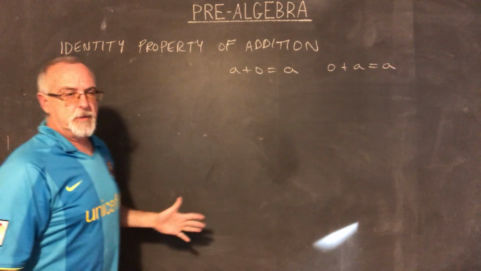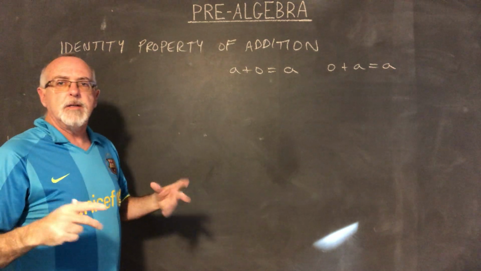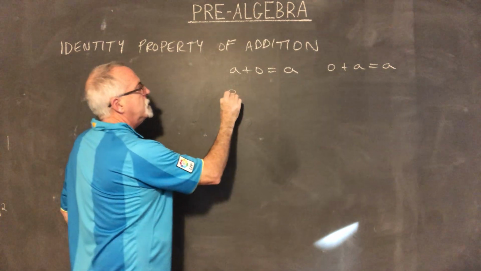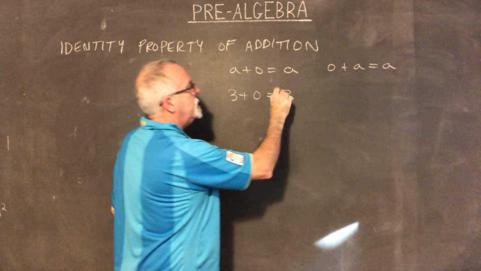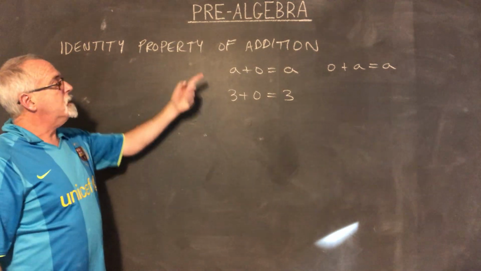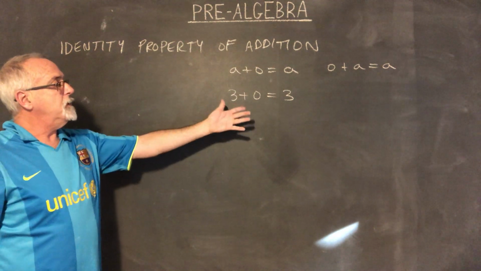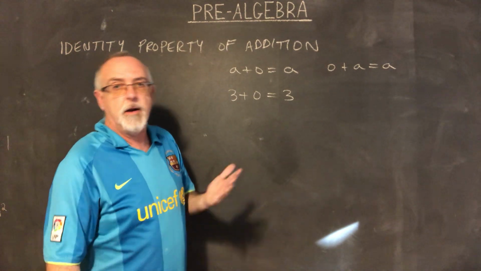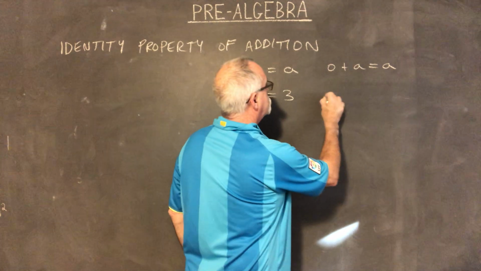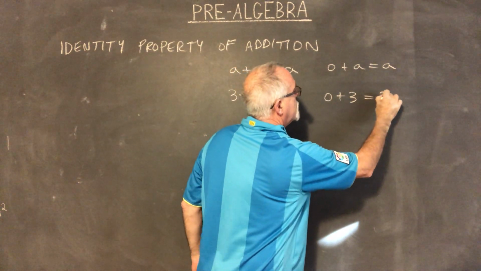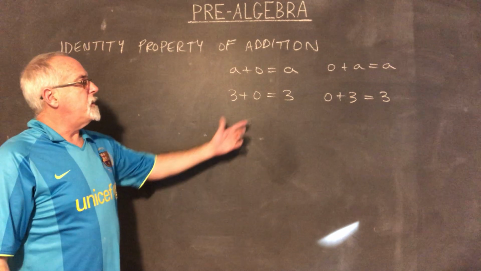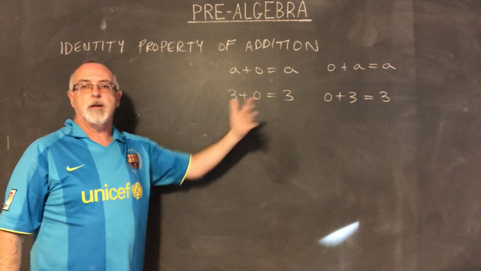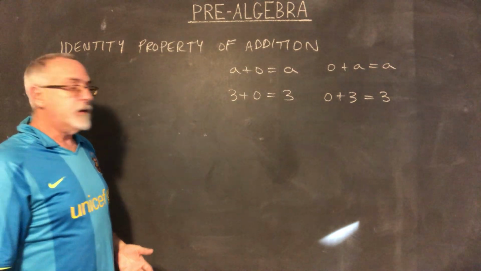Let's do it with numbers though. What if a is, well, we're not going to say what a is, we're just going to use numbers instead of a. So 3 plus 0 equals 3. I'm just applying the identity property of addition. 3 plus 0 equals 3, because when you add nothing to a 3, you still have a 3. It kind of makes sense. But of course, 0 plus 3 is also equal to 3. Whenever you combine 0 and a number with addition, you're going to get the number that you started with as the answer. But wait, what if it's a negative number?